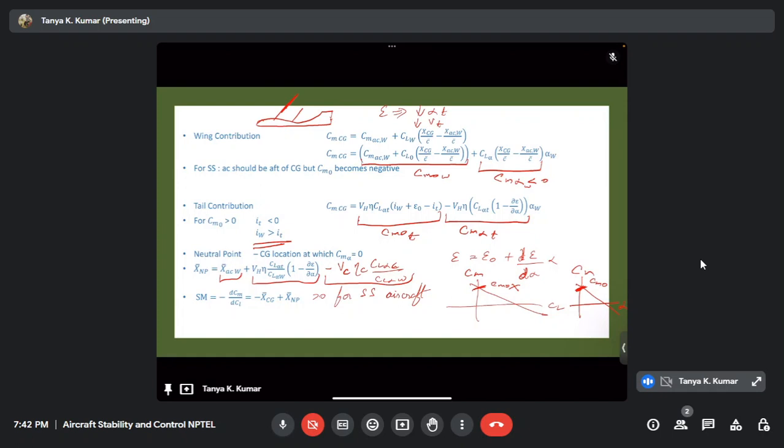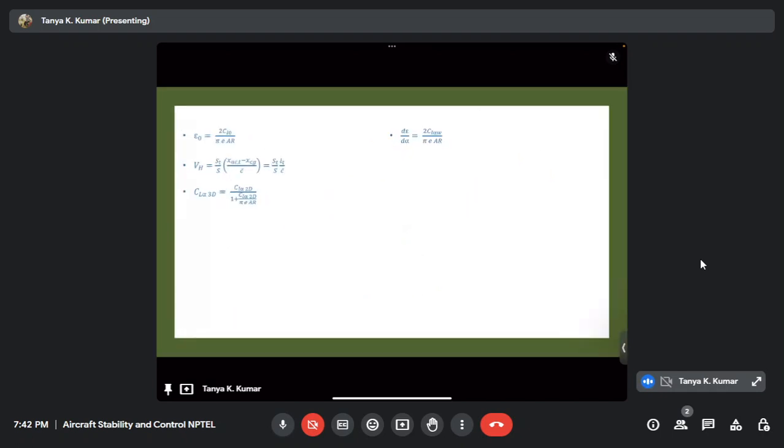Then we had seen how the downwash, epsilon naught, and the slopes are defined. We'd seen the volume ratio of the horizontal tail, where LT is the moment arm, that is the difference between the AC of the tail and the CG of the aircraft. Then we had seen that the CL alpha 2D, that is CL alpha for an airfoil, is different from the CL alpha of a wing.